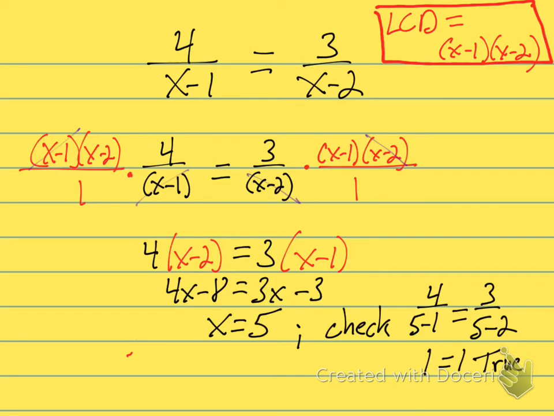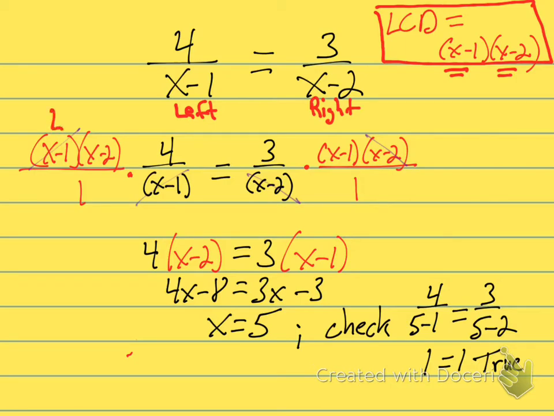When we use rational expressions, we like to think about the least common denominator. If our denominator on the left side is x minus 1, and our denominator on the right side is x minus 2, then our least common denominator is going to have to contain both of those denominators. So x minus 1 times x minus 2 is the least common denominator for these two rational expressions.